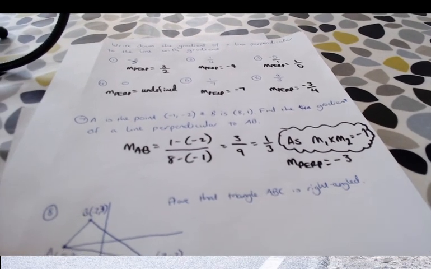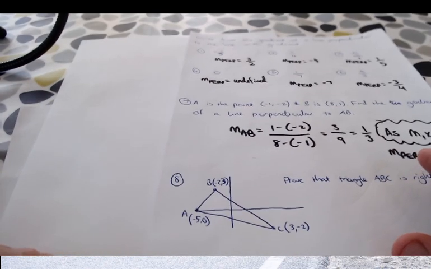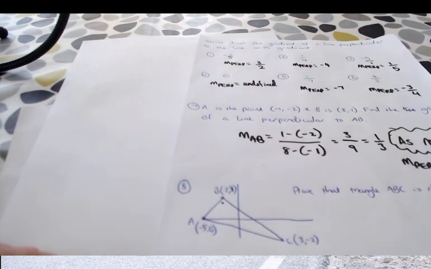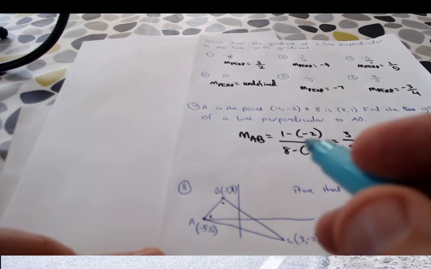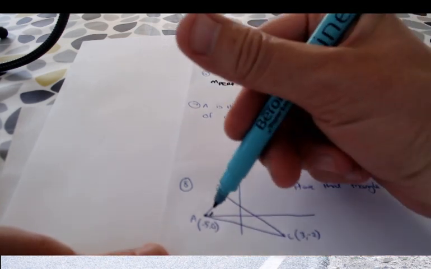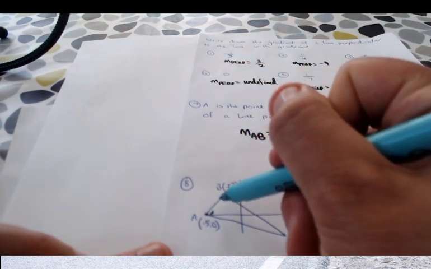Okay, last one, number 8. Prove that this triangle is right angled. Now, by looking at this triangle, I'm thinking that the right angle would be there. What do you think? Is that right? Or is it going to be there? We're not sure at this point. We need to double check it. Whichever one you think it is, you go for that one first. I'm going to go with this bit here. So I want the gradient of AC, and the gradient of AB.